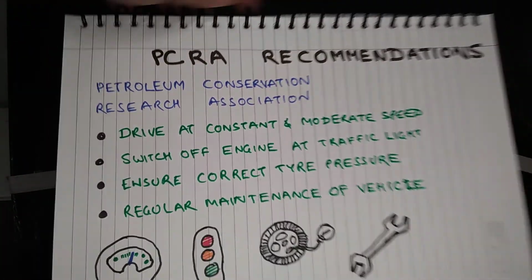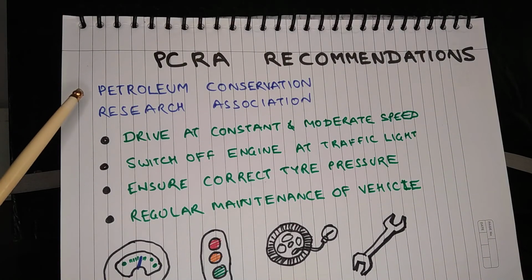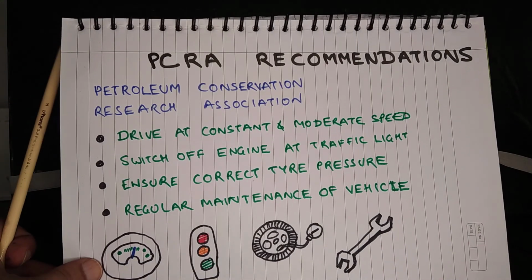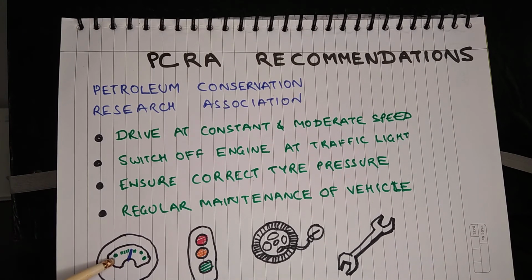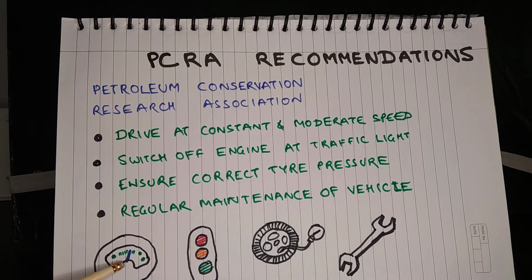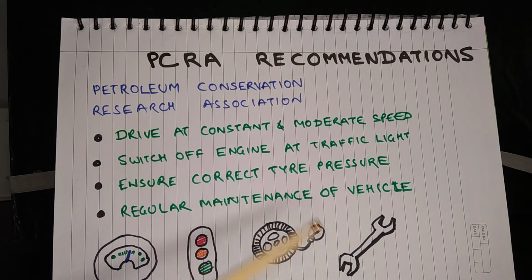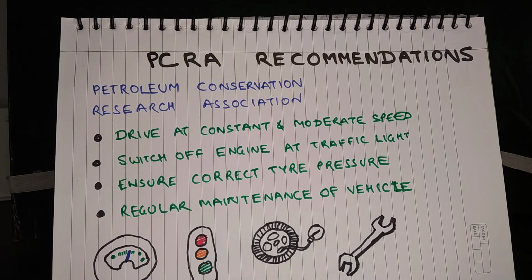PCRA recommendations. PCRA stands for Petroleum Conservation Research Association. It gives a guideline to save fuel. The guideline says that drive at constant and moderate speed to save fuel, switch off the engine at traffic light when waiting time is more than 1 minute, ensure correct tire pressure, and ensure regular maintenance of vehicle. So if people follow these steps, it will help in saving fuel.